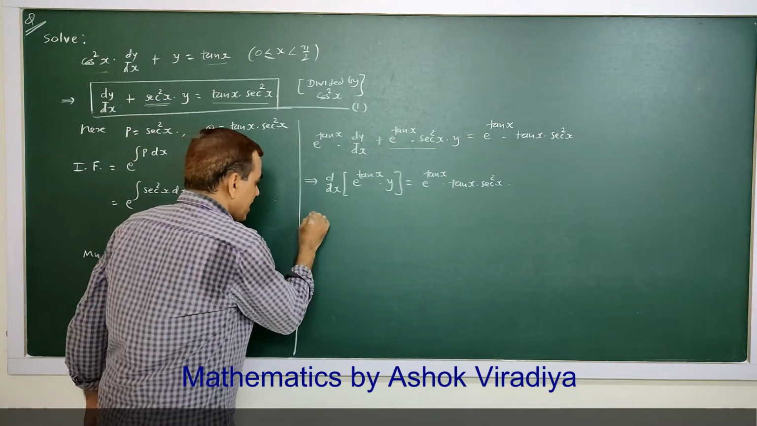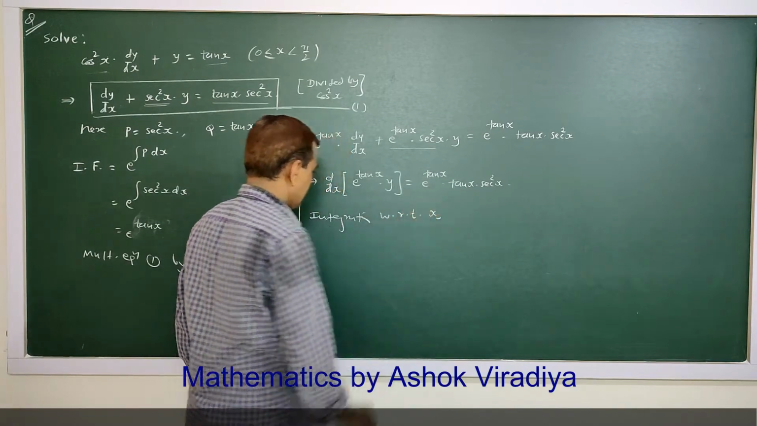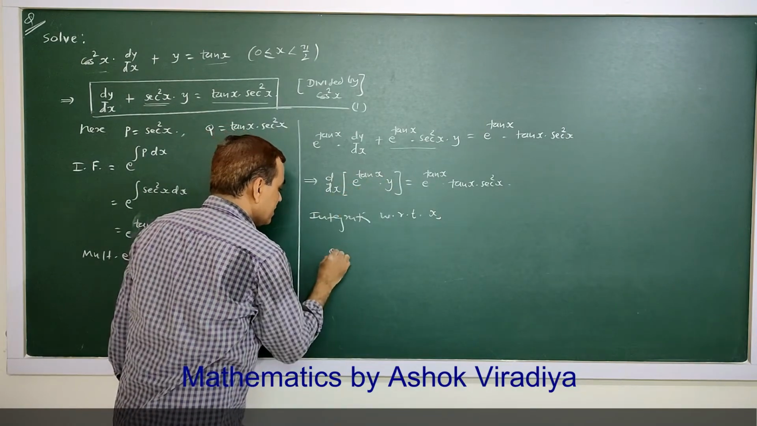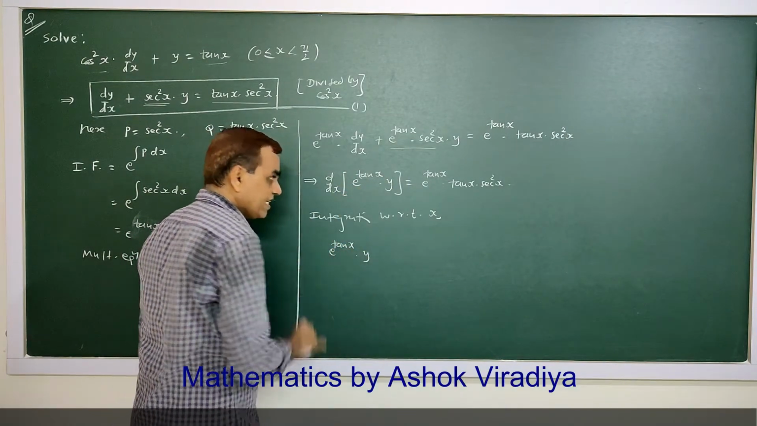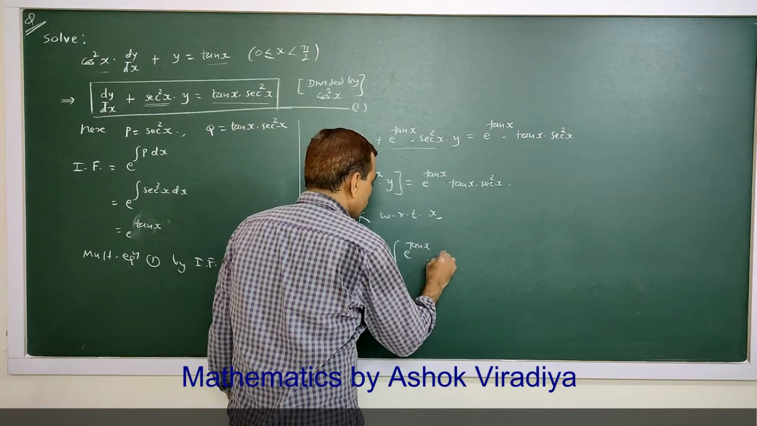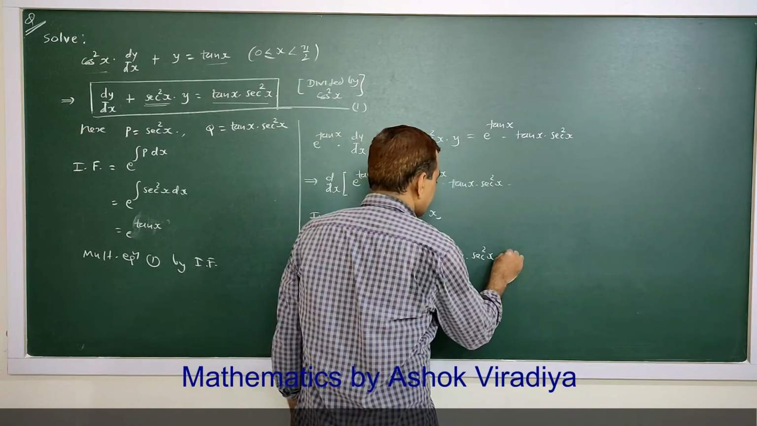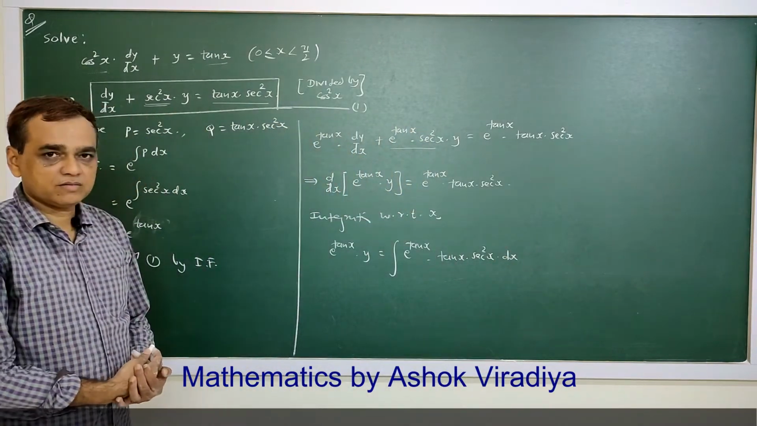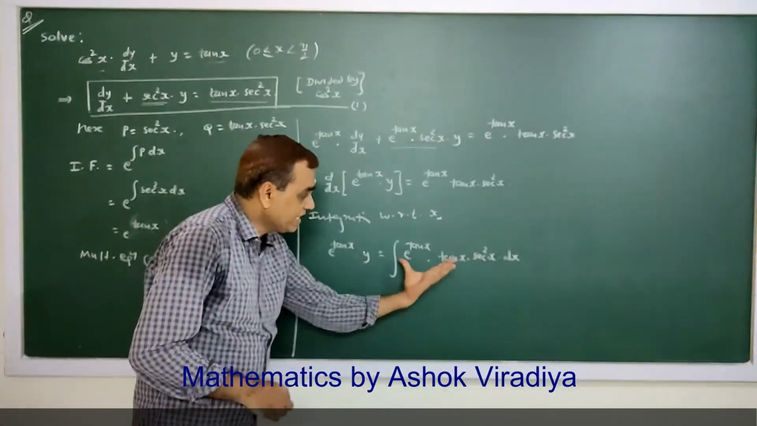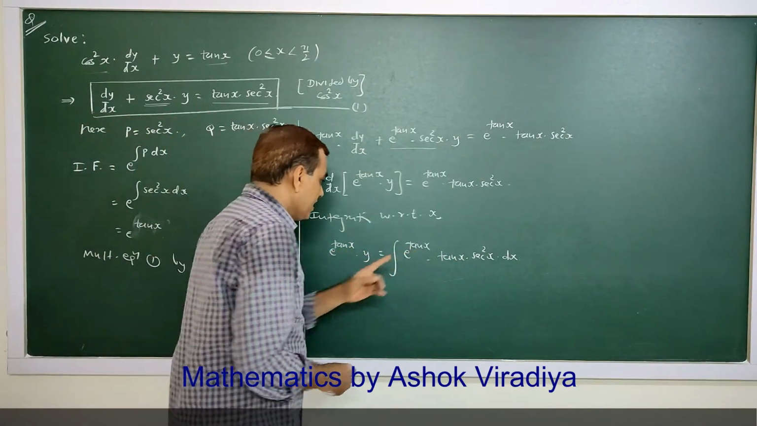Now integrating on both sides with respect to x, the integral of LHS, meaning the antiderivative of d by dx, is e raised to tan x into y equal to the integral of e raised to tan x into tan x into sec square x dx. Now here we require a procedure to integrate this right hand side.